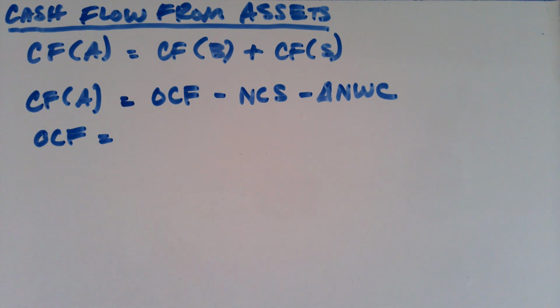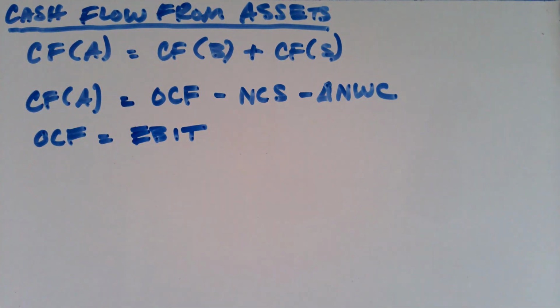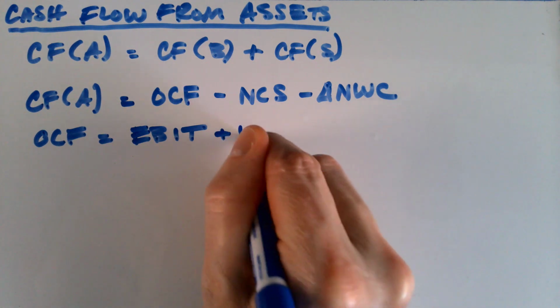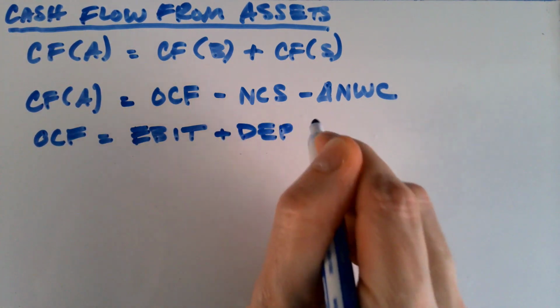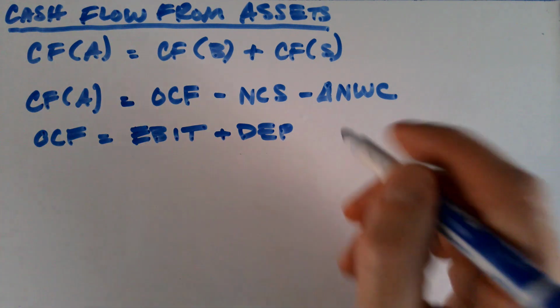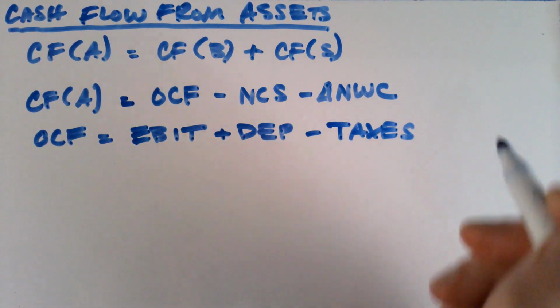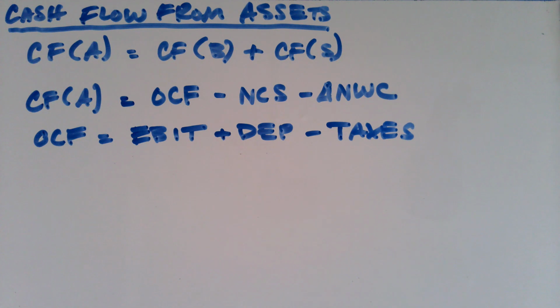So what can we do here? Well, we'll start with the earnings before interest and taxes. And so interest is not in there, but we will need to do something with the taxes. And then we are adding back depreciation. The reason we are adding back depreciation is because it is a non-cash expense. And then we are subtracting the taxes, because after all, taxes are a real cash flow. And so it gives us our operating cash flow.